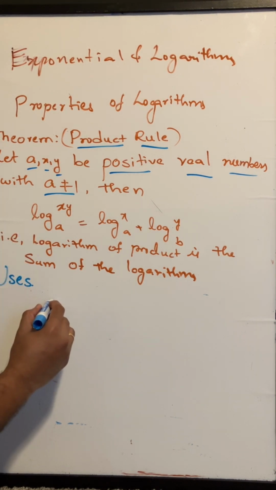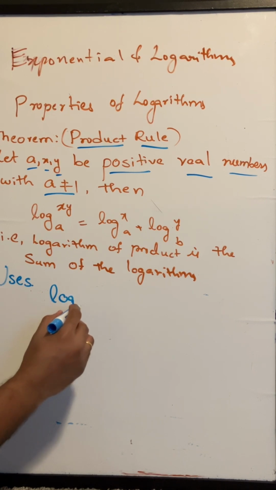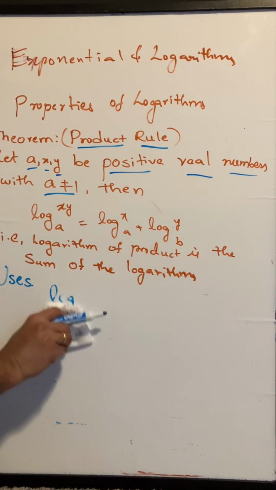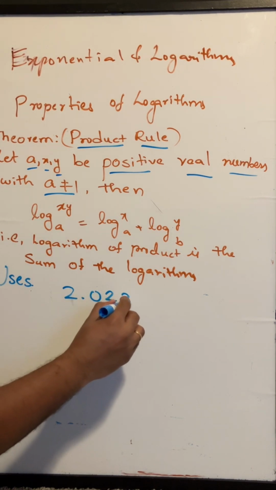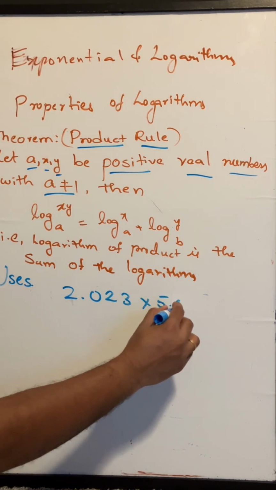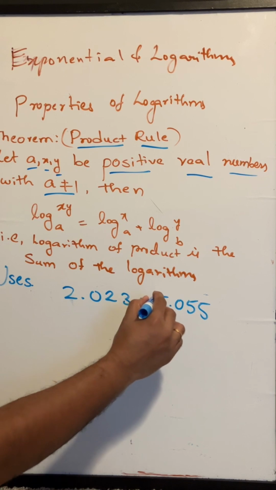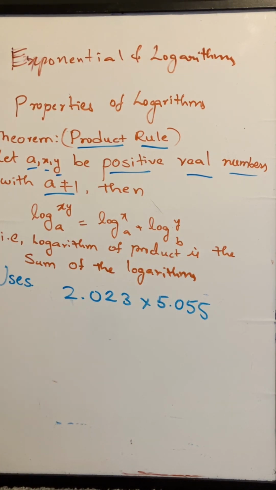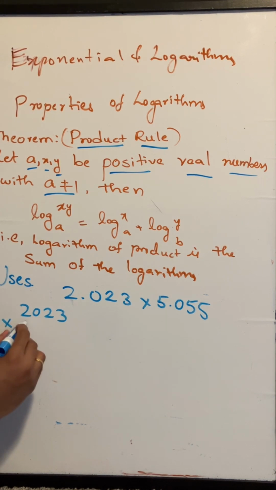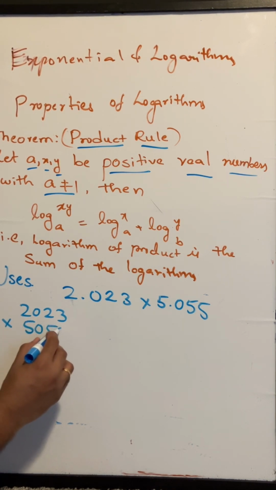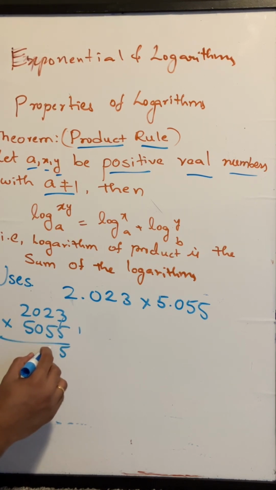So the uses: sometimes we need to figure out a product of something like 2.023 multiplied by 5.055. How do we do it in regular calculations? We multiply like this. I will do 5 times 3 is 15, then 1, 10.